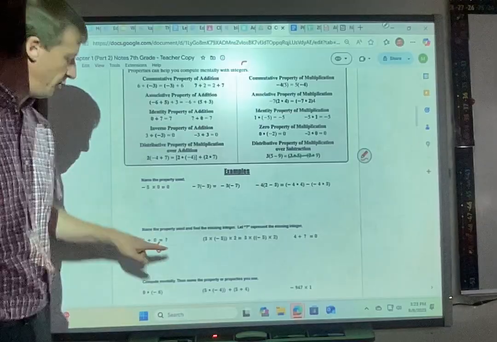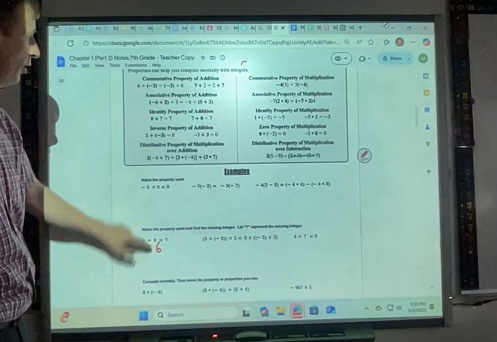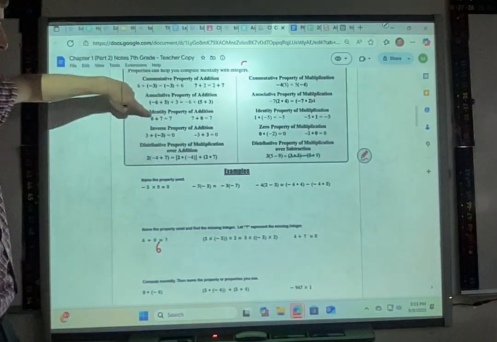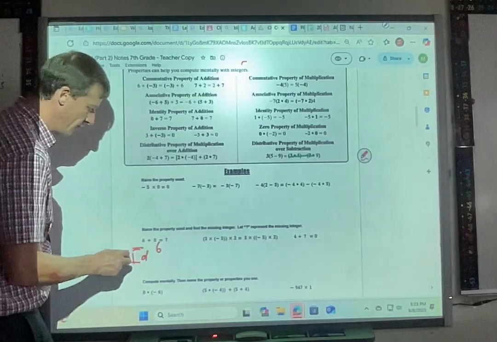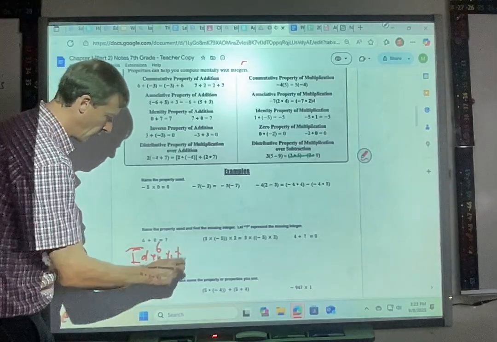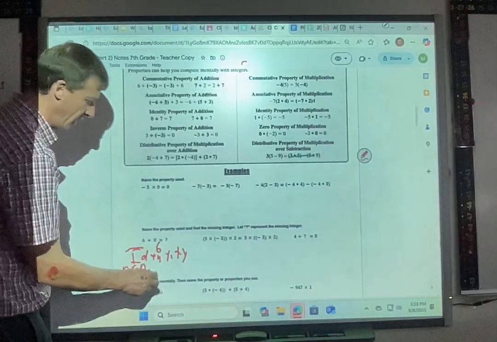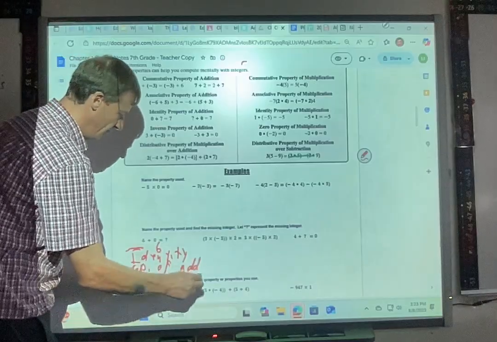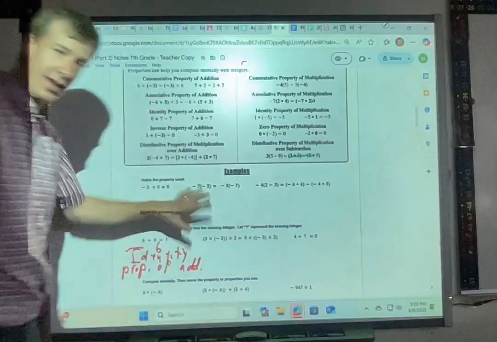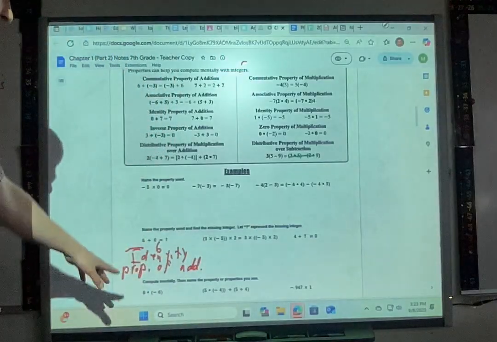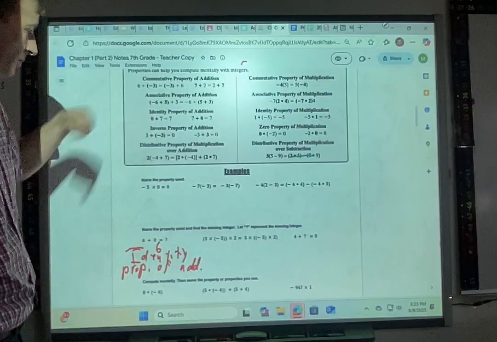What property is that? Well, it's got to be addition because I've got a plus sign there, so I'm looking over on this one. And I'm adding 0 to a number. So where do I see adding 0? Identity property of addition. So this is the identity property. I know it's hard for you to read. Identity property of addition. I'm working on getting a better smart board. All right, that says that anytime you add 0 to a number, you end up with that number. So identity property of addition.